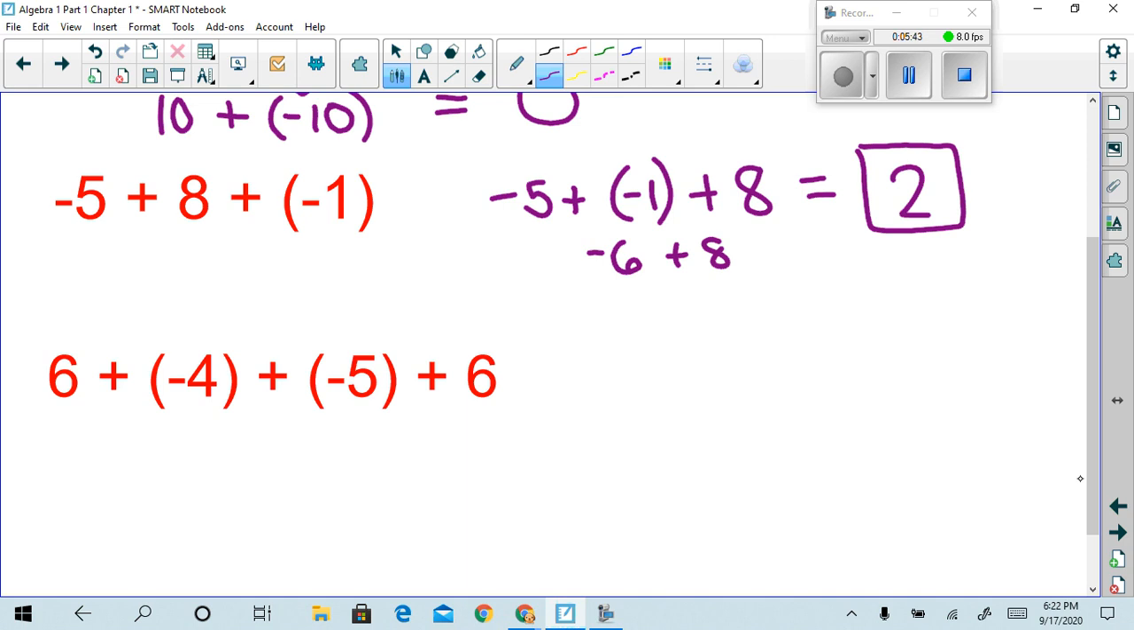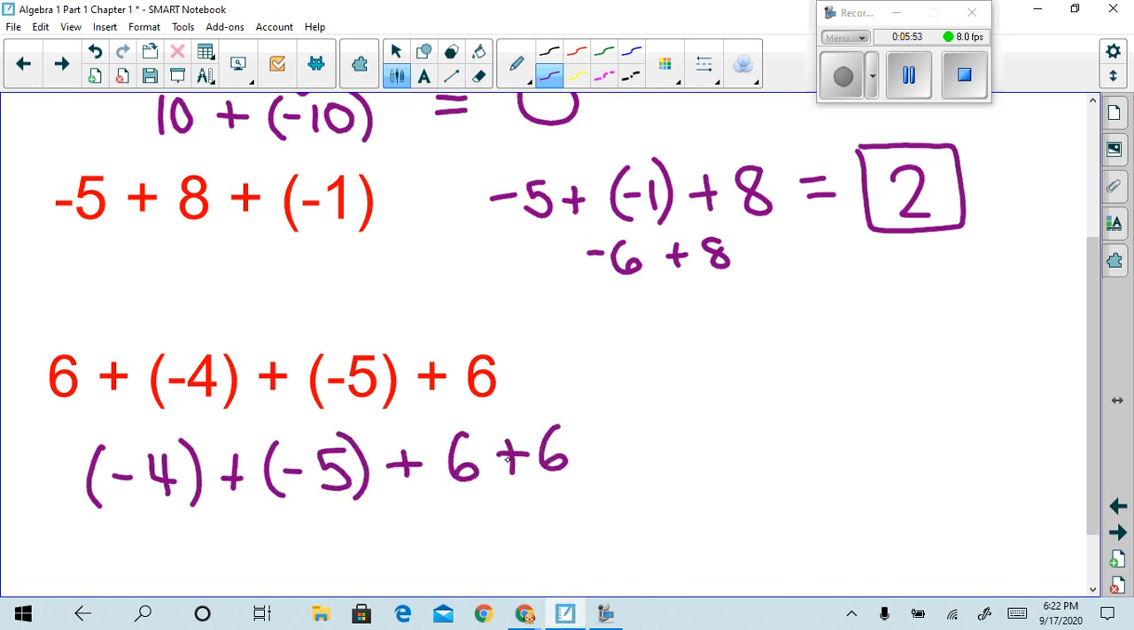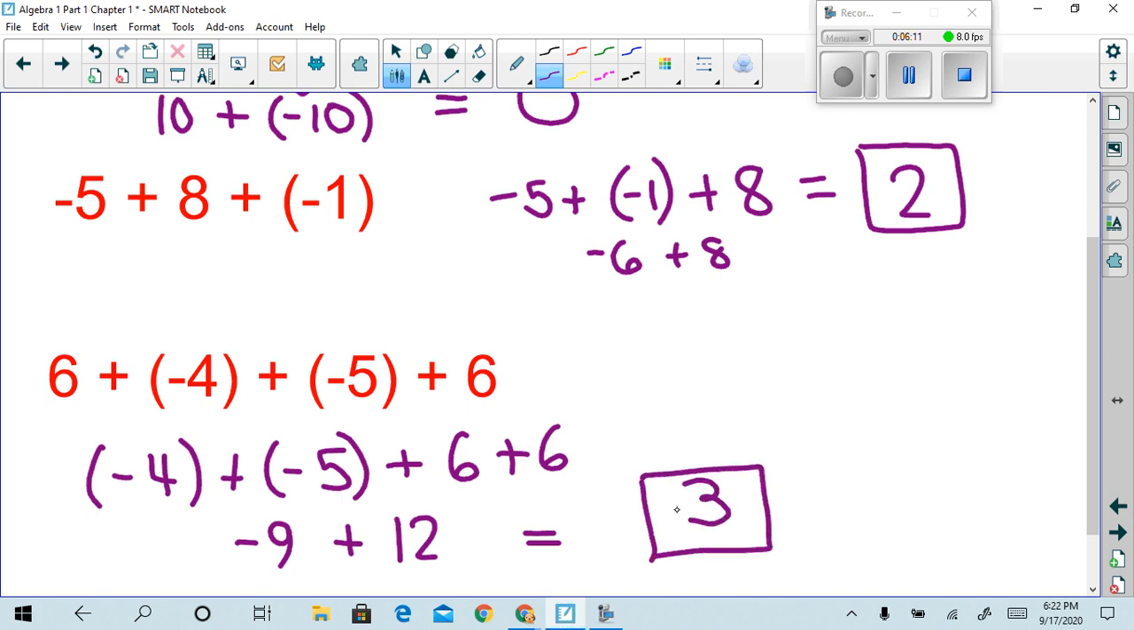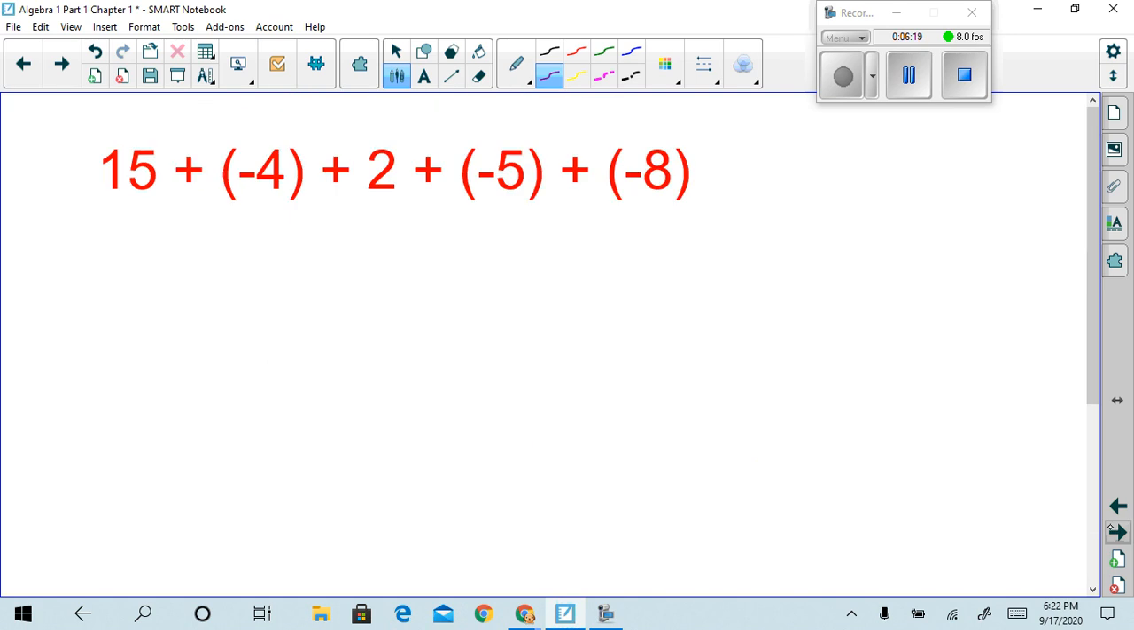I see my negatives are in the middle. I can simply keep them that way if I like, or I'm going to just move them over. I'm going to get negative 4 plus negative 5 is negative 9. And positive 6 plus positive 6 is 12. One final step, unlike signs, subtract and keep the sign of the greater absolute value, and done. Now, there can be more numbers, there can be fractions in here, but right now we're sticking with integers.